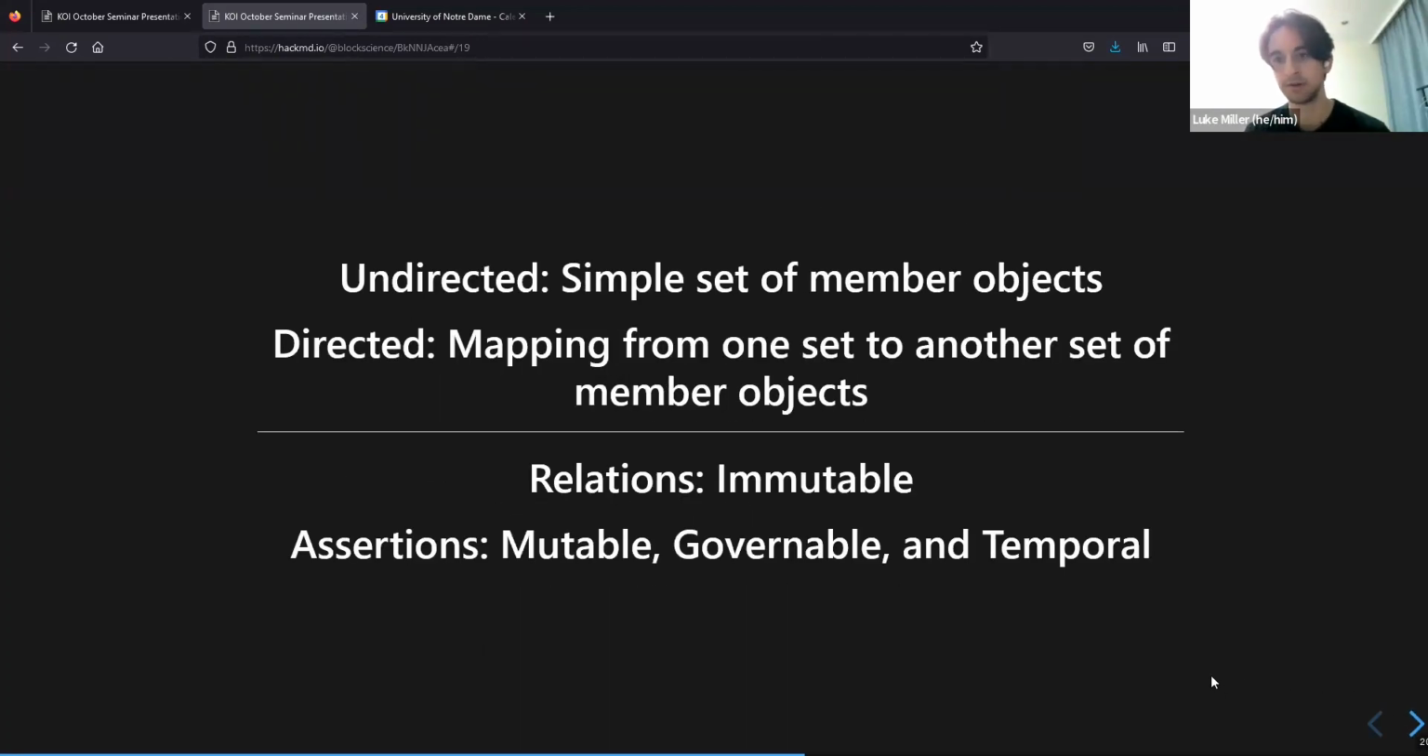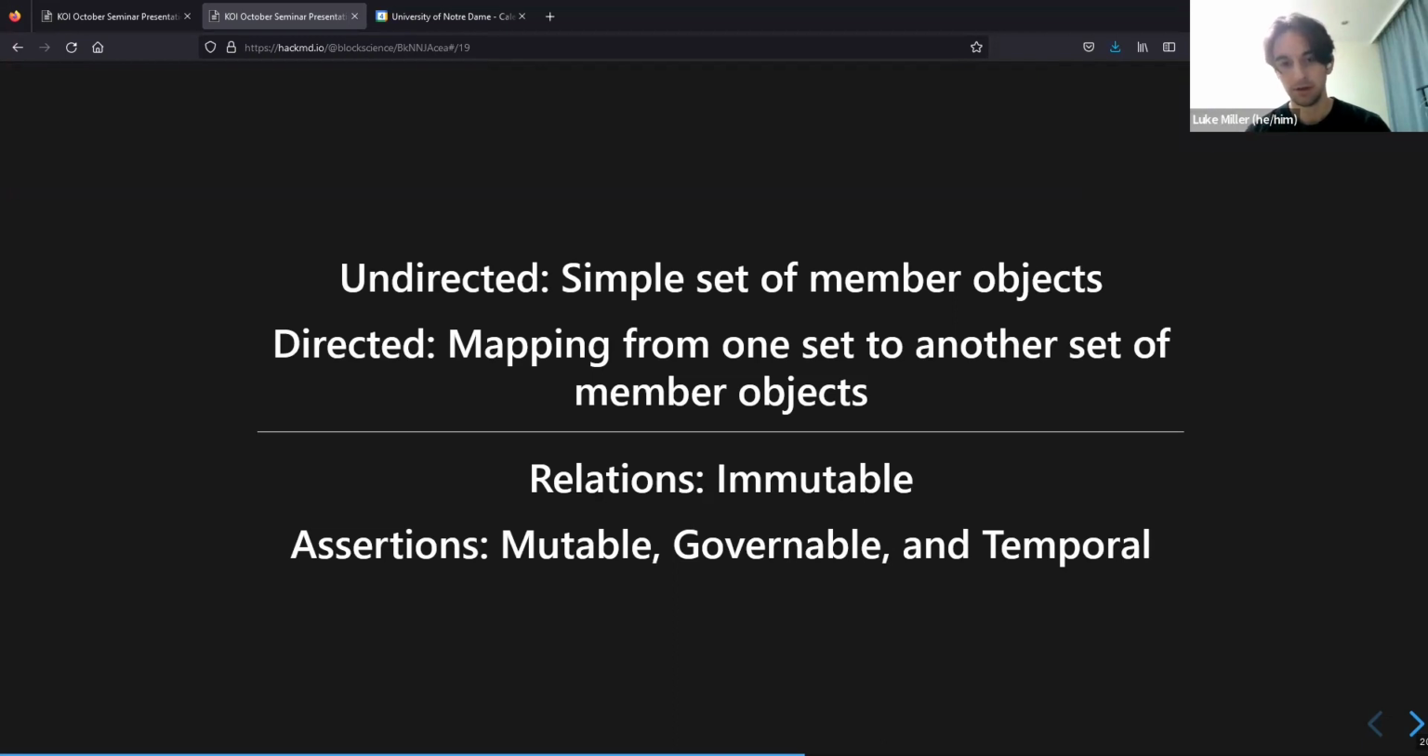So the next section here, we're going to talk about identity and groupings again. In this protocol, we have four different attributes. Together, there are two sets of two pairs, and together they form four different unique types of relationships between objects. The first is undirected versus directed. Our undirected relationships are simply a set of member objects, just a simple group. And our directed relationships are mappings from one set to another set. This can be from one to many, from many to one, or many to many.